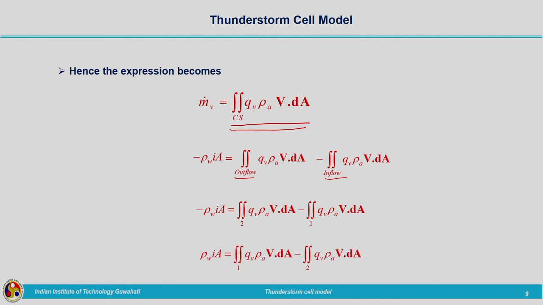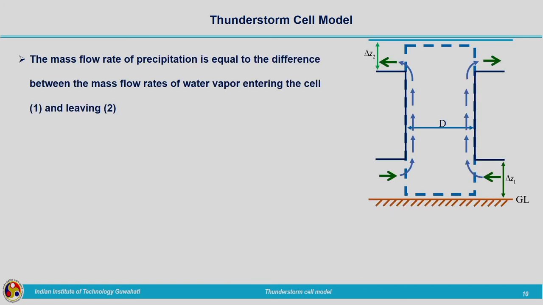Once we take the negative sign to the right hand side, we will get the expression like this, that is rho w I A is equal to mass flow from the inflow region minus that of the outflow region. That is, the mass flow rate of precipitation is equal to the difference between the mass flow rates of water vapor entering the cell and leaving the cell. Entering the cell means in region 1 and leaving through region 2.